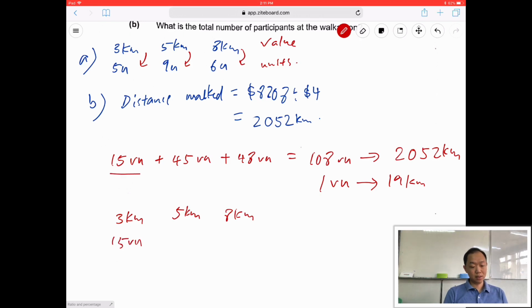Okay, it's from here. 5 kilometer people 45 VU, 8 kilometer people is 48 VU. So 1 VU is 19 kilometers. 15 times 19, 285 km. 45 times 19, 855 km. 48 times 19, 912 km. Okay, last, I want to find the number of participants.